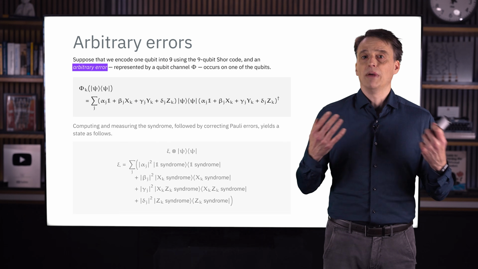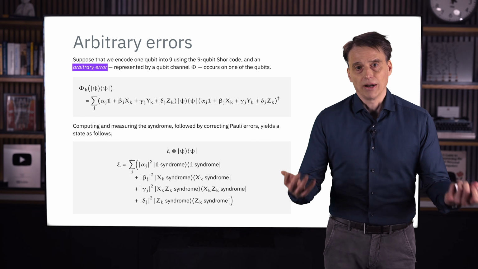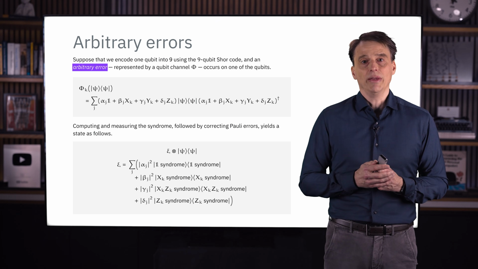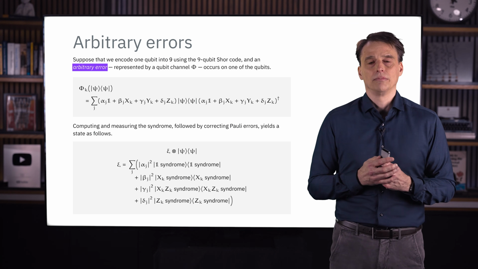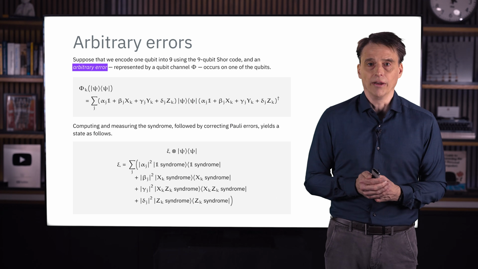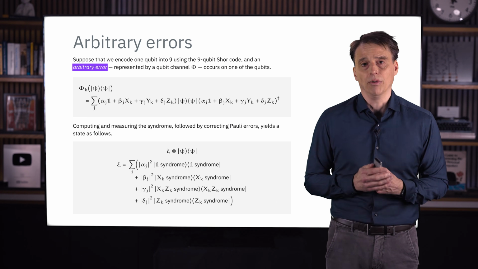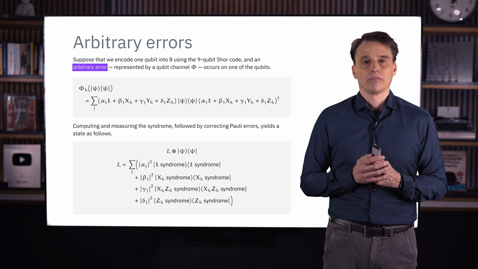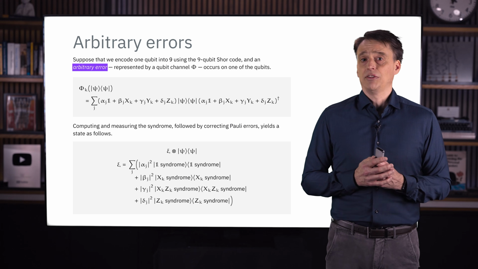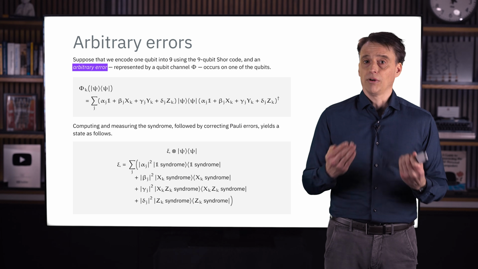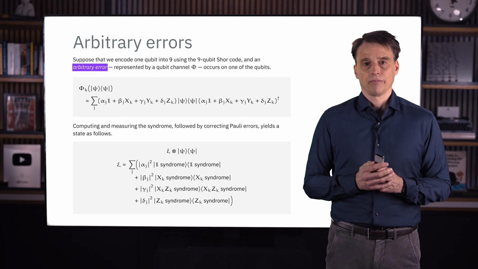If we then compute and measure the error syndrome and correct for any errors that are revealed, we'll obtain a similar sort of state to what we had in the case of a unitary error. I won't go through the details. It's all quite similar to the unitary case, and also a little bit messier to write down, but conceptually speaking, it's pretty straightforward. I should mention that this all generalizes to other quantum error correcting codes, including codes that can correct for errors on multiple qubits.